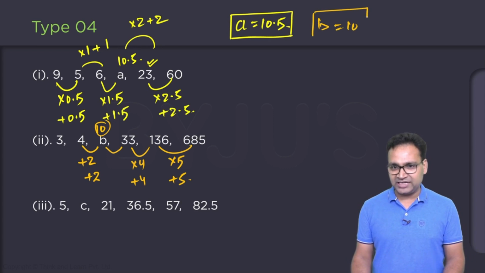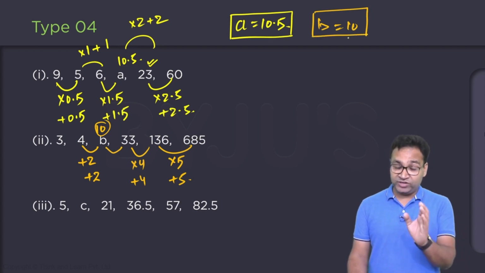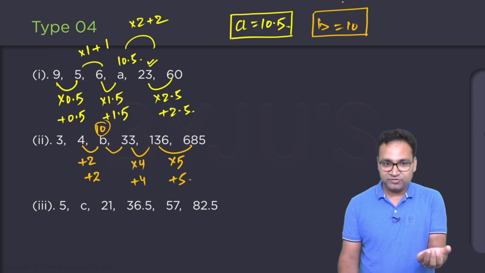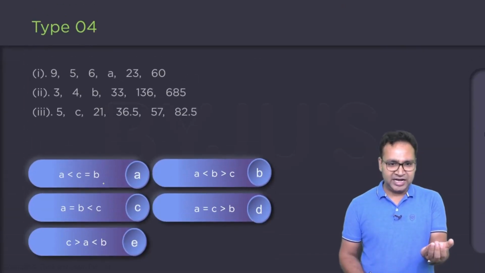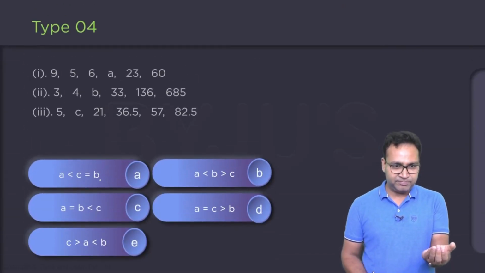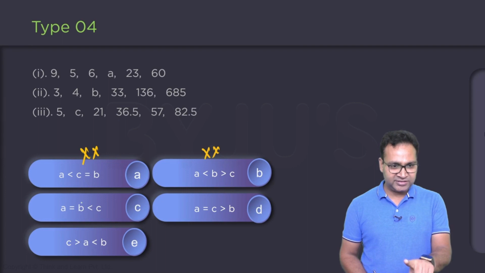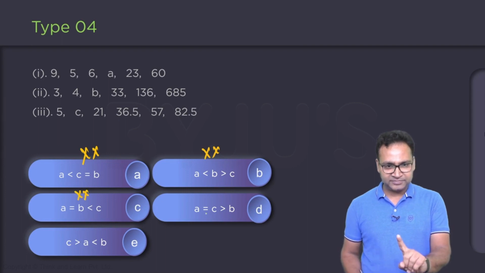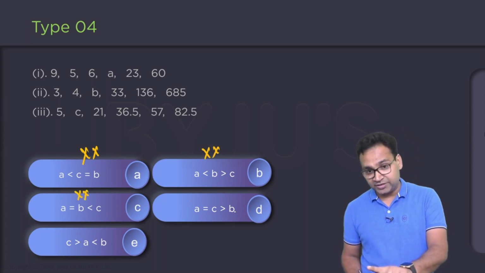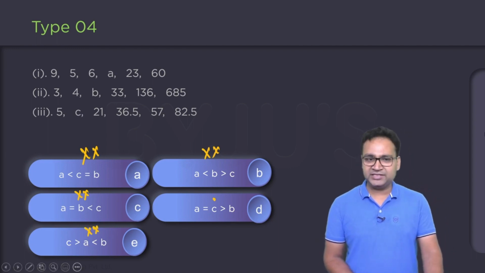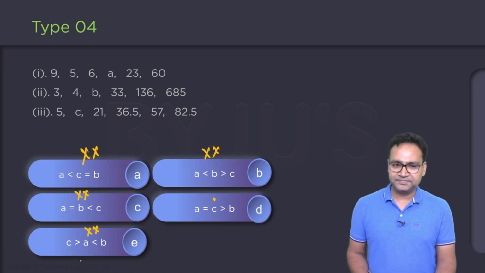Now after this you can start looking at options, that which options are eliminated, because I know A is greater than B. If I start looking at options, I know A is greater than B. This option is not correct. A is less than B, not correct. A is equal to B, not correct. A is equal to C and greater than B, may be correct. A is less than B, not correct. So I hope my answer is automatically there.